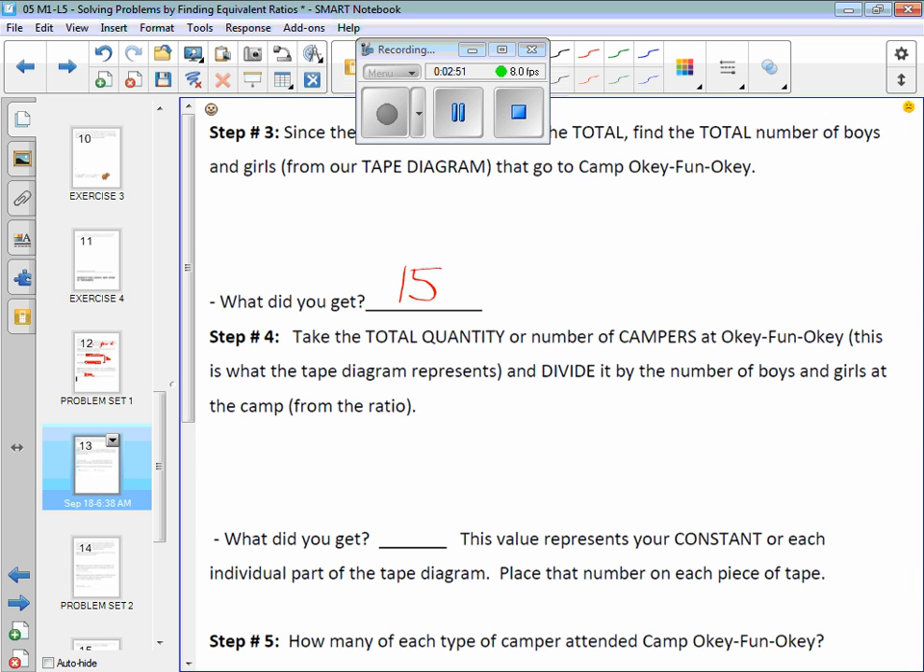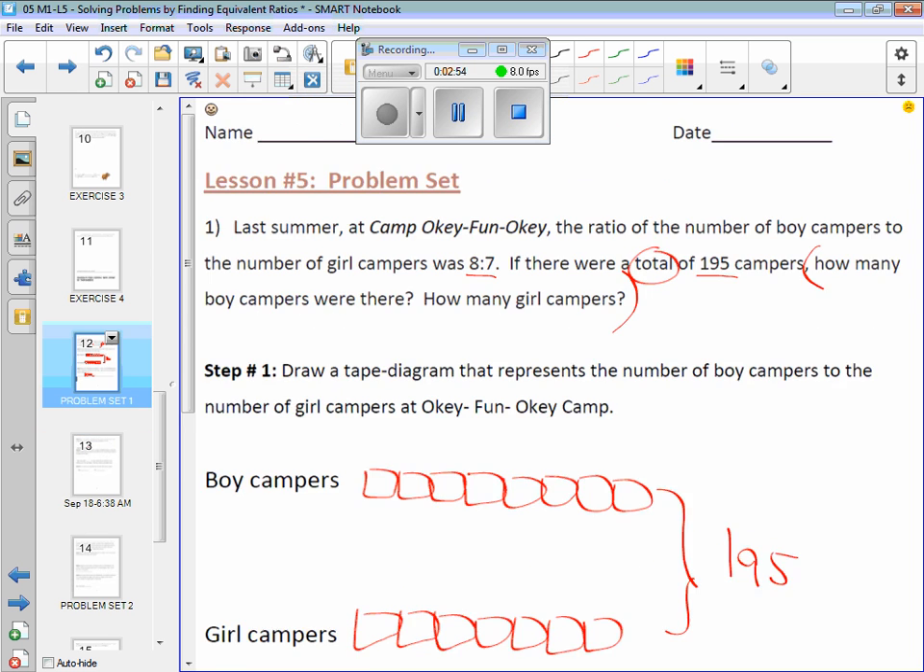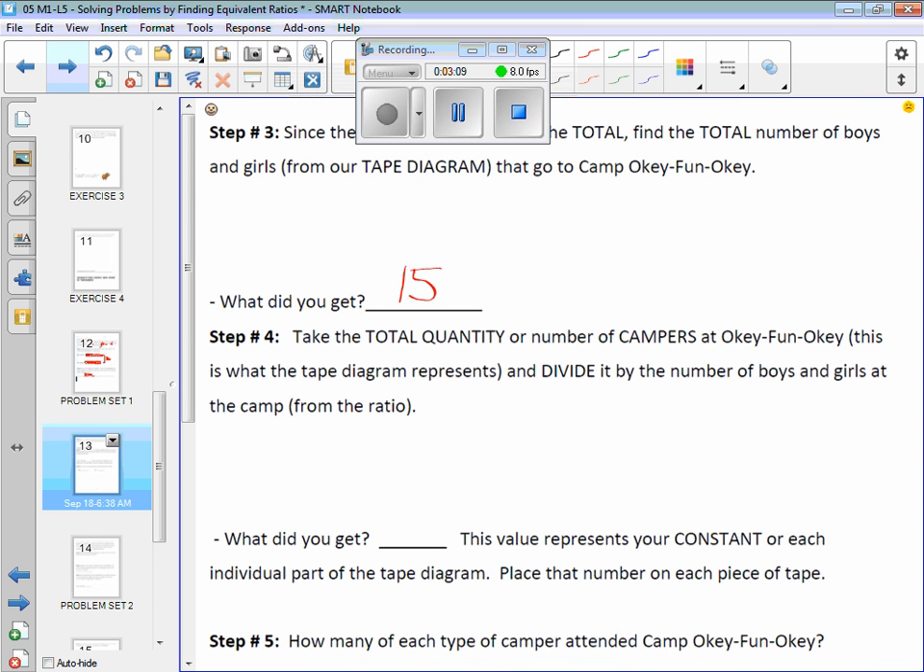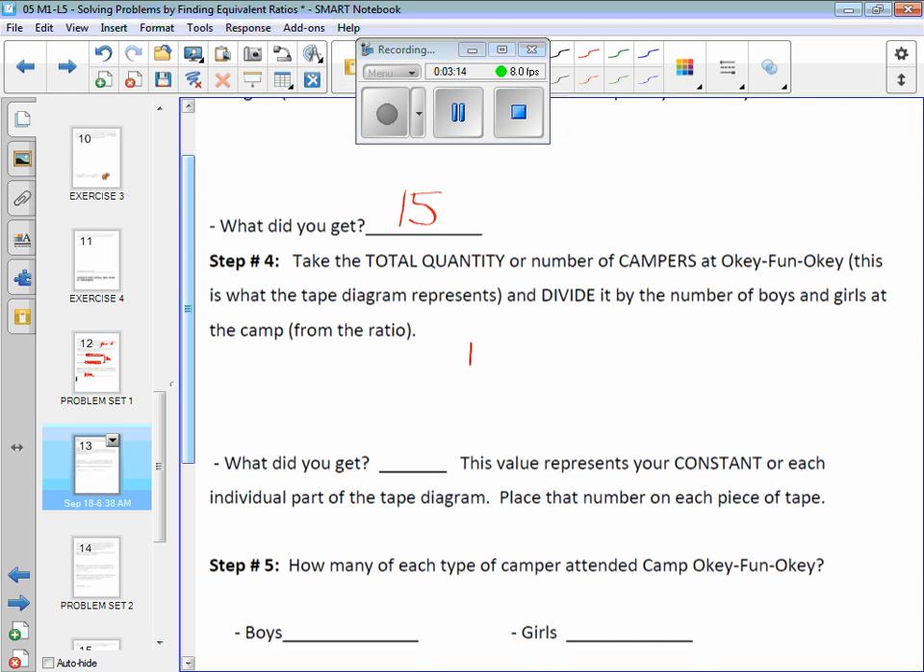That goes there. So then, these 15 boxes are representing a total of 195 campers. So I have to figure out what the value is for each box. I'm going to divide. What into what? Antonio. Sorry, 195 into 15. Or 15 into 195. Should I say what I got? Yeah, sure. What'd you get? I got 13. There's your 13. Good so far? Anybody need me to go over it again? Because I will.